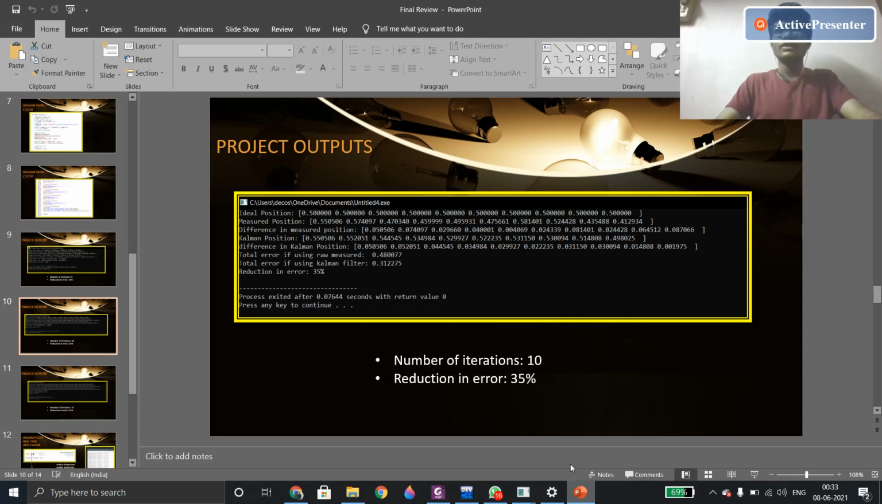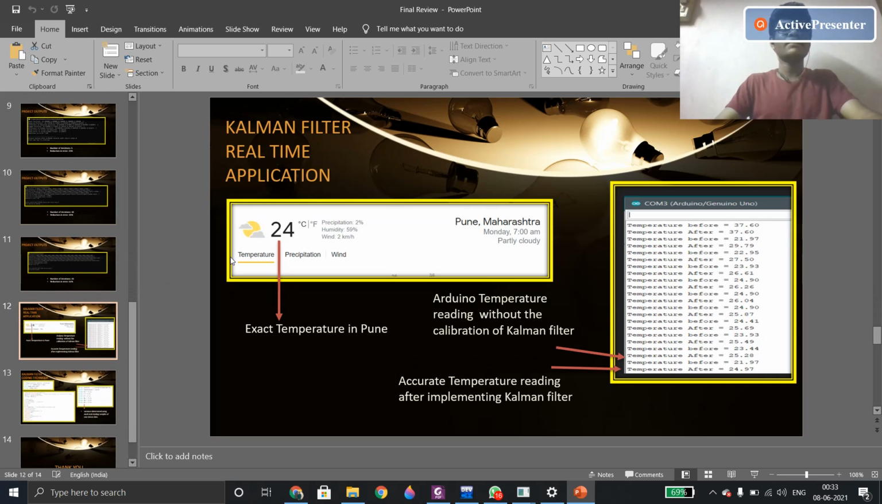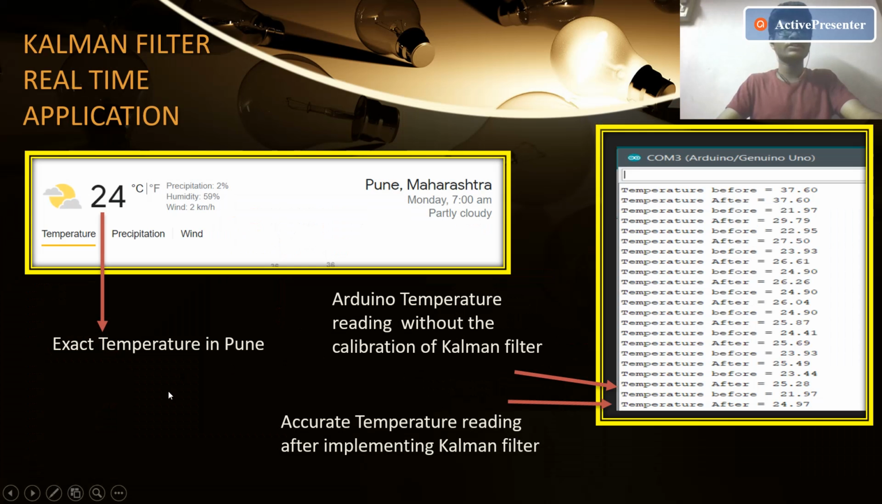Now coming up to the practical part, as I belong to the electrical engineering department, I did one project that was having the temperature sensor. So I implemented this Kalman filter code in the temperature sensor. I basically made use of an Arduino microcontroller, and this is just a real-time application of Kalman filter. So as we can see, these are the temperature readings before implementing Kalman filter, and this is the temperature reading after implementing Kalman filter.